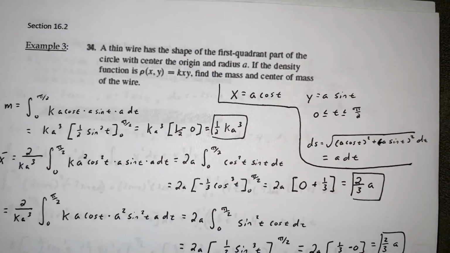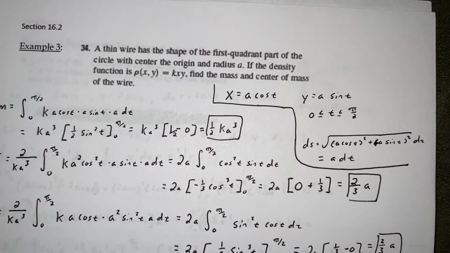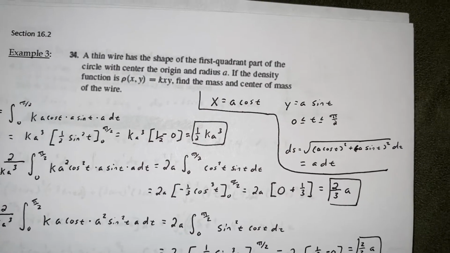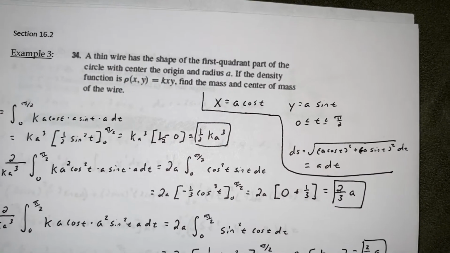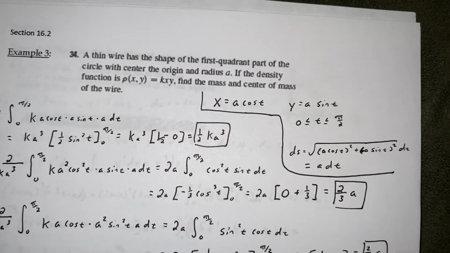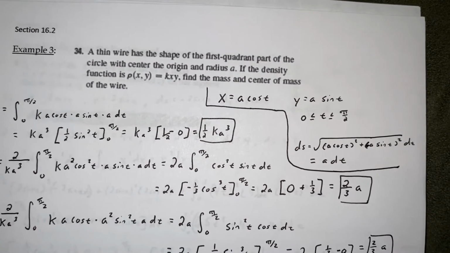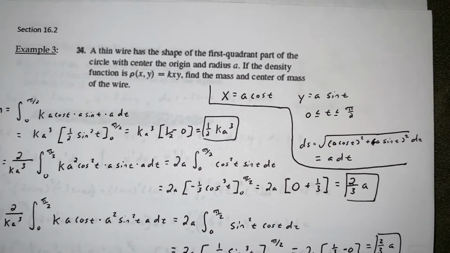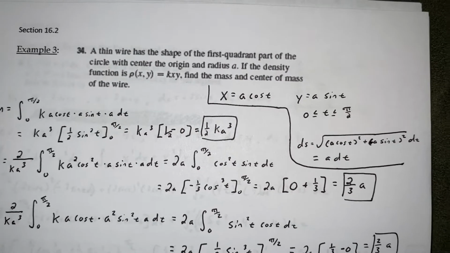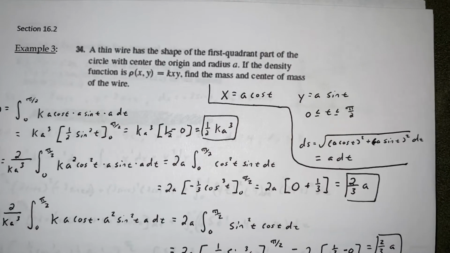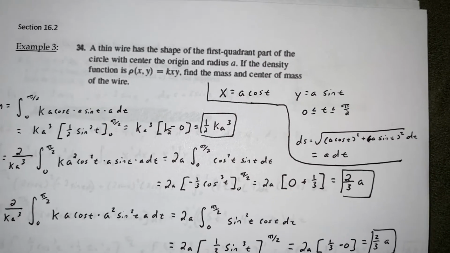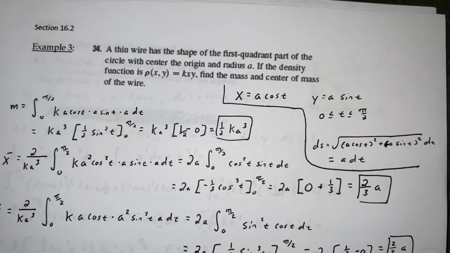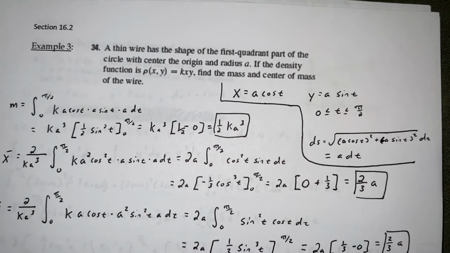All right, so the first thing we want to do is reparameterize our x and our y. We're not given an x or y function, but because we have the shape of a circle, we can put things in terms of polar coordinates, where x is a cosine t, where a is the radius, and t is the time it takes to go from the positive x-axis to the y-axis, and y, of course, is a sine t, where t is between 0 and pi over 2.